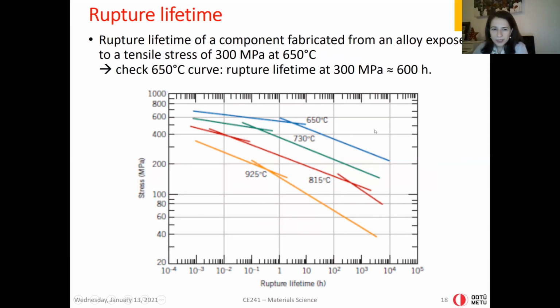Okay, so what we do is basically we have our temperature, 650. We know we're at 300 megapascal, and we read our plot. So it is here, 10 to the 2 times 1, 2, 3, 4, 5, 6. So 6 times 10 to the power 2, it's 600 hours is the rupture lifetime.